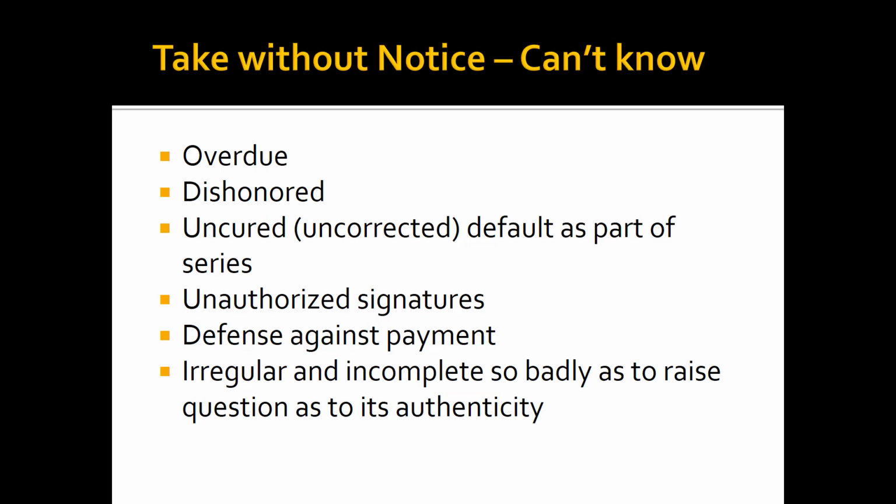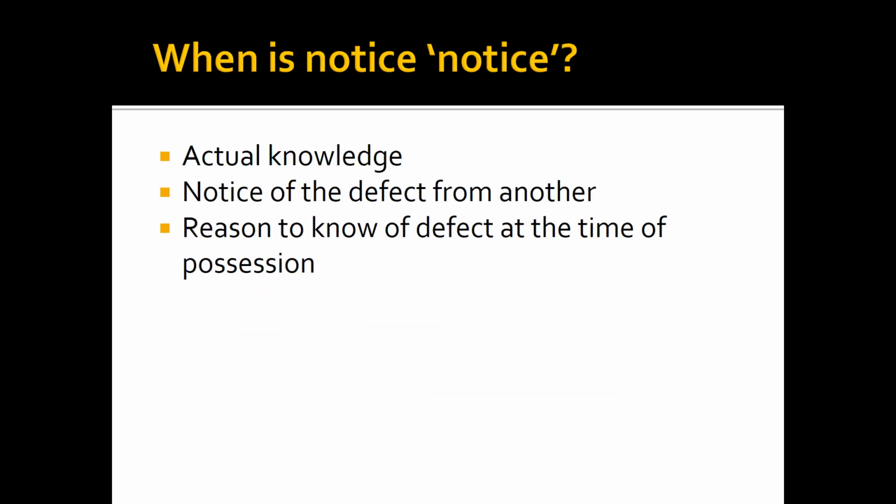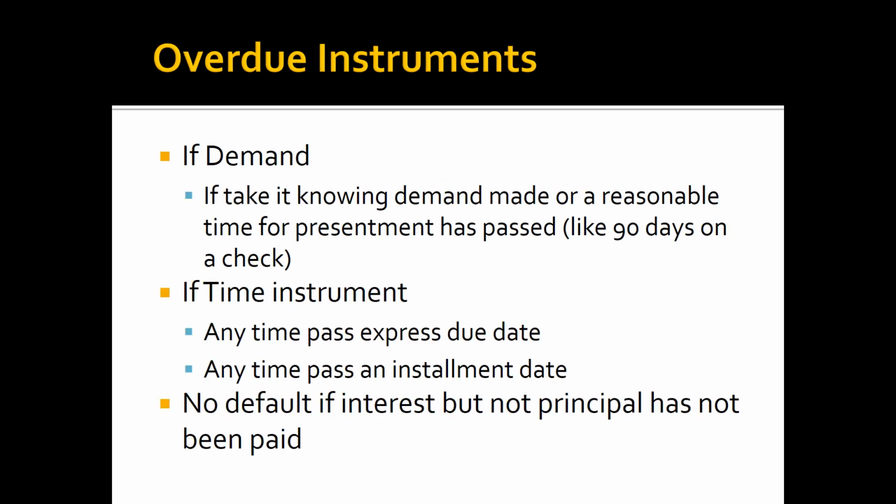This kind of goes back to good faith here. It's irregular, incomplete. So it's written in crayon, or there's cross-outs on it, and the ink's all different, and the different colors and different sizes. That would be irregular. When is there notice? Actual knowledge. Or if someone tells you about it. Or if you should have reason to know of any defect at the time you come in possession of it.